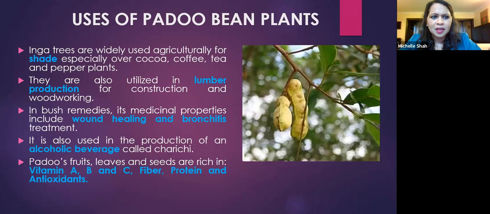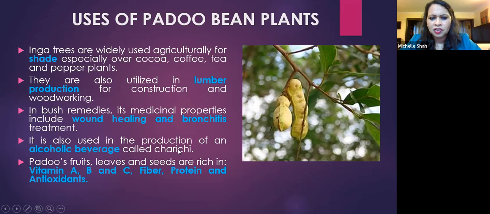As for the uses of this plant, we have Inga trees widely used agriculturally for shade, especially over cocoa, coffee, which is grown in Trinidad, and pepper plants. They are also utilized in lumber production for construction and woodworking. In bush remedies, its medicinal properties include wound healing and bronchitis treatment. It is also used in the production of an alcoholic beverage called chirichi.